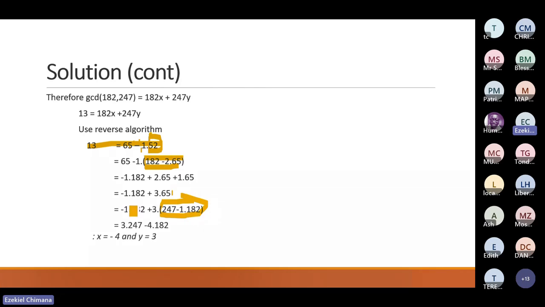After that, you simplify and you do not multiply these coefficients, because your coefficients are going to be your answer. So do not multiply these coefficients. Do not do like 3 times this and then put the total. No, do not do that. So after that, you take the coefficient of 182 and the coefficient of 247. That's the value of x and the value of y. I don't know if you get it now.